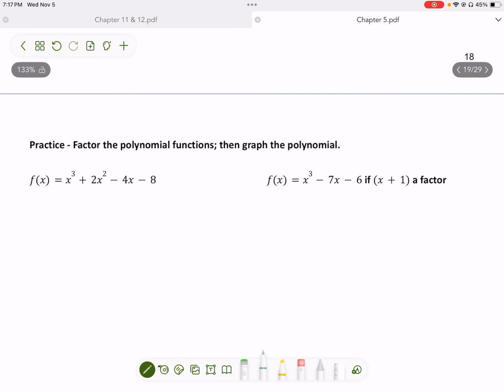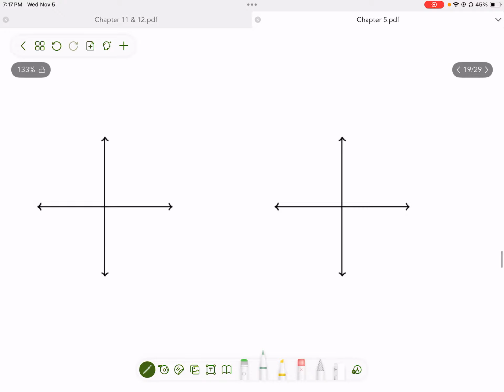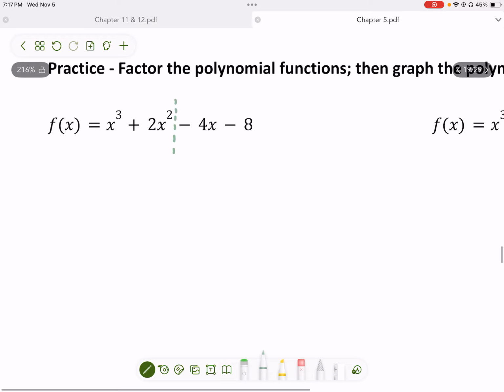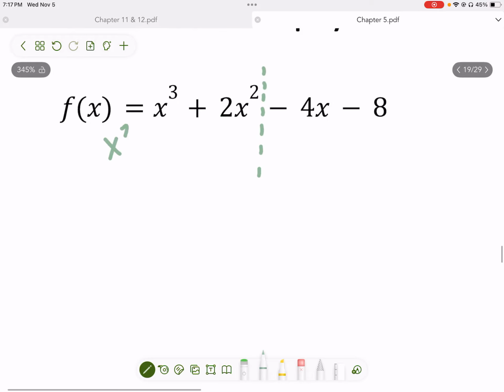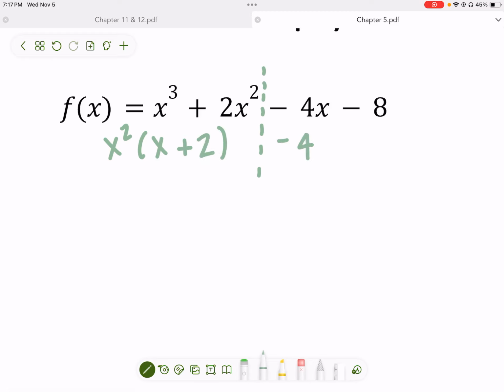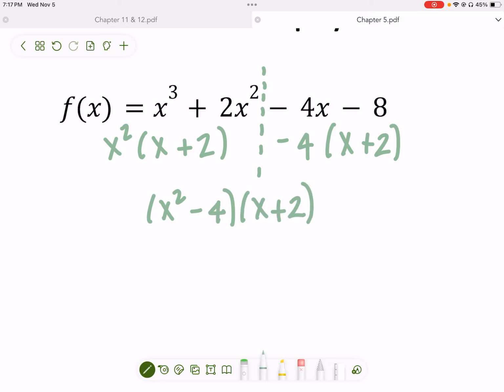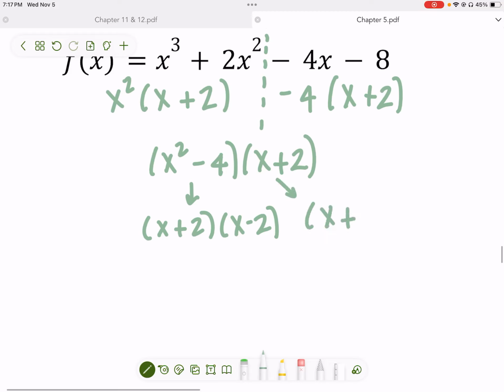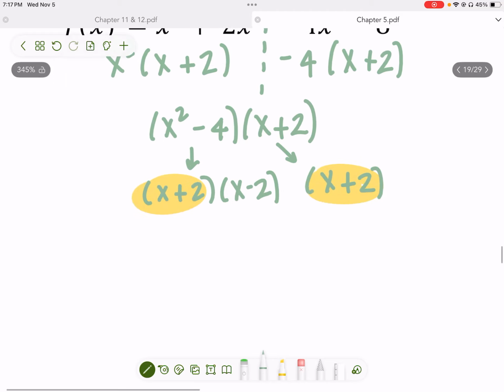Okay. We'll do it again one more time, but now we're also going to graph the polynomial below. Here we can factor by grouping, so I'll go ahead and factor out the x squared. Here I'll factor out a -4. So now I have x squared minus 4 times x plus 2. X squared minus 4 is actually x plus 2 times x minus 2. So what you'll notice is that we have two of these, which is going to be a multiplicity.